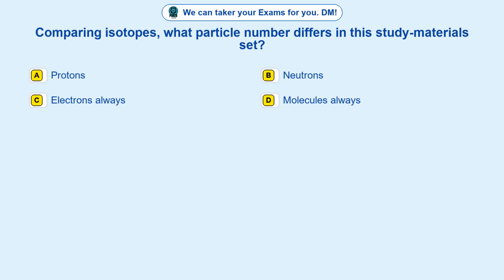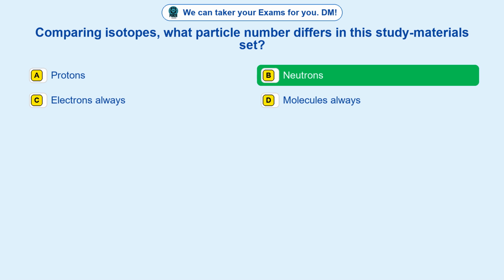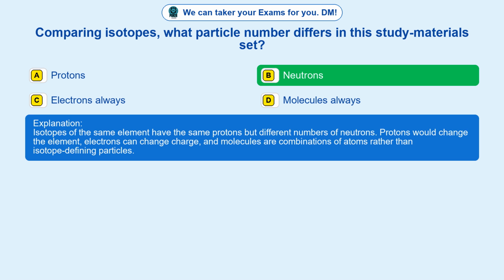Question 42. Comparing isotopes, what particle number differs in this study material set? Option A, protons. Option B, neutrons. Option C, electrons always. Option D, molecules always. The correct answer is option B, neutrons. Isotopes of the same element have the same protons but different numbers of neutrons. Protons would change the element, electrons can change charge, and molecules are combinations of atoms rather than isotope-defining particles.